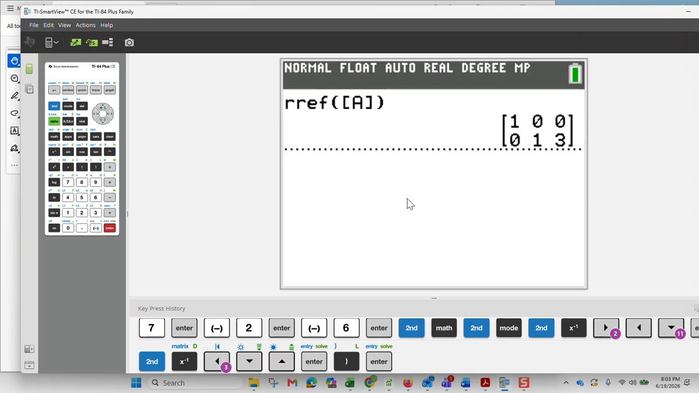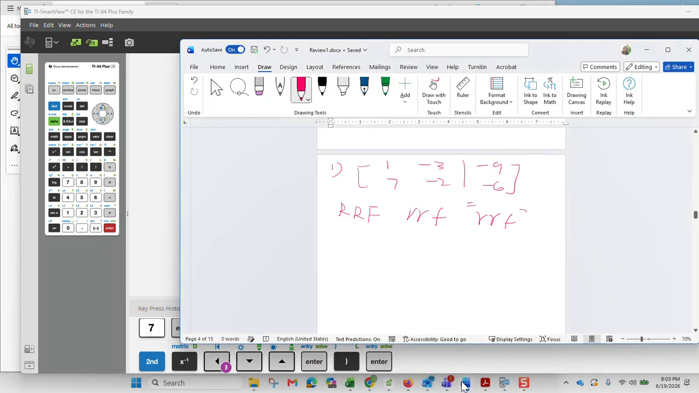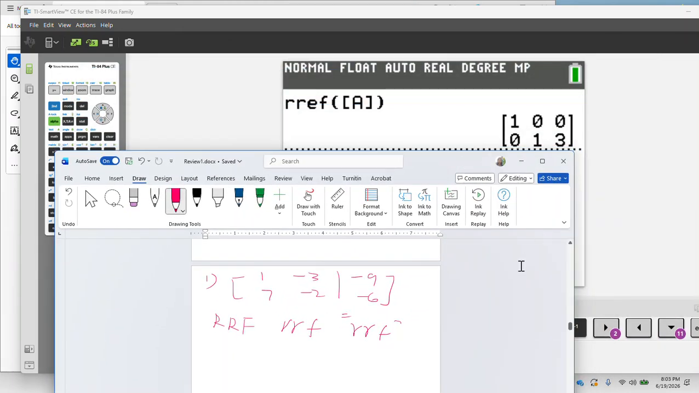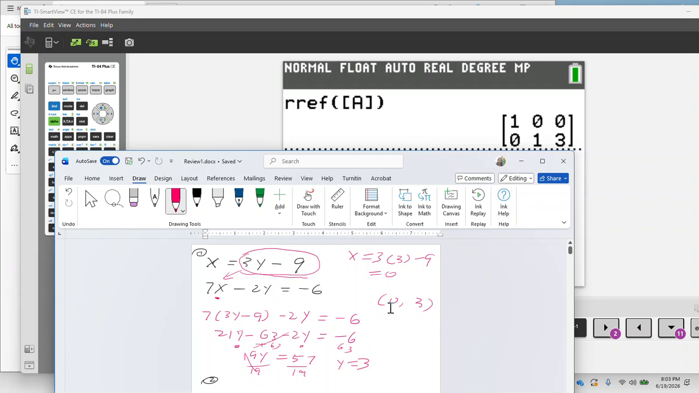Okay, so how do you read this matrix answer? That means 1x plus 0y equal to 0. So that means 1x, that means x equal to 0. And this is 0x plus 1y equal to 3. So that means y equal to 3. So I have x equal to 0, y equal to 3. So let's go back to see our answer here, 0 and 3. So that's right, look at that.